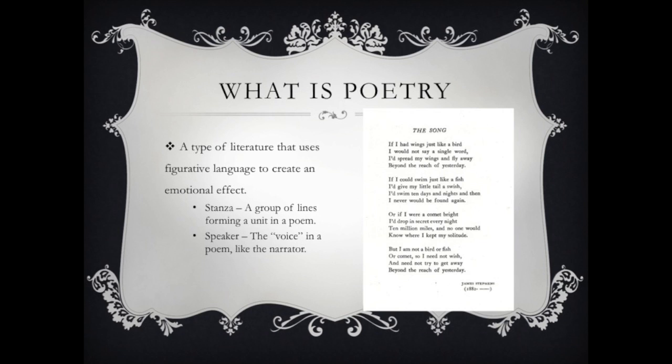Now, when you look at poems, they're broken up different than stories or essays. They're broken up into lines, not necessarily sentences with punctuation at the end, but lines on the paper. And then those lines are grouped together in stanzas. A stanza is a group of lines which forms a unit in a poem, sort of like a paragraph, but not exactly. If you look at the poem to the right here, you'll see that this poem is broken up into 4 stanzas of 4 lines. It's a very structured poem.